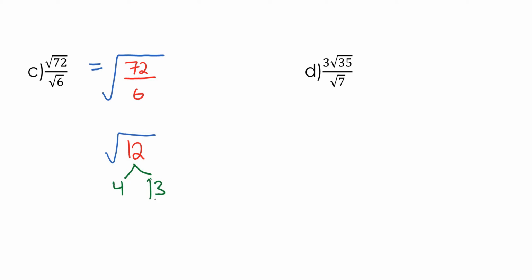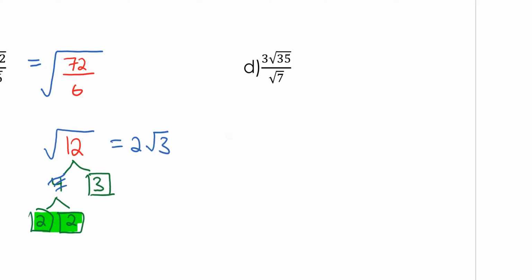3 is a prime number, so I can box that. And 4 breaks down into 2 times 2. And those are prime numbers, so I can box those. And then that 4 goes away, and I have a pair of 2's right here. So my final answer here is going to be 2 root 3 as a final answer. Okay, let's move on to letter D now.